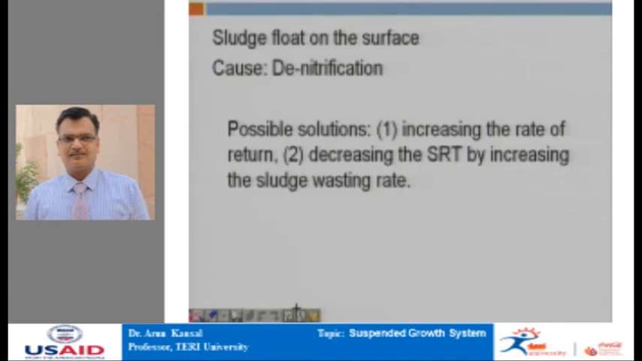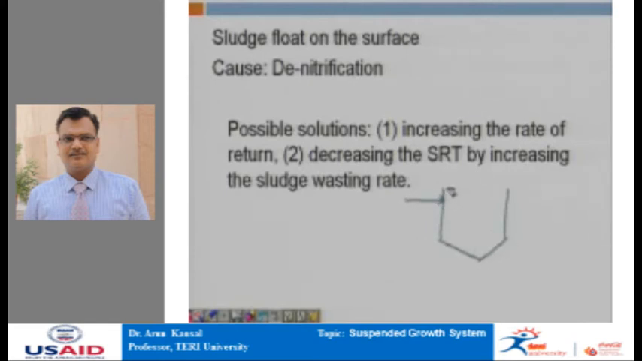Next comes another problem of the activated sludge process, which is known as the rising sludge problem. In this rising sludge problem, in the secondary settling tank, we actually see the sludge float on the surface, and this floating of the sludge happens because of the denitrification which happens within the secondary settling tank. Let me explain this with the help of a diagram. This is a secondary settling tank.